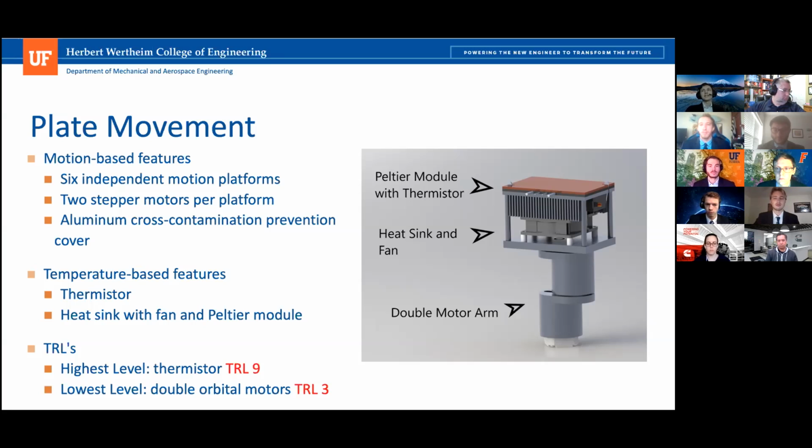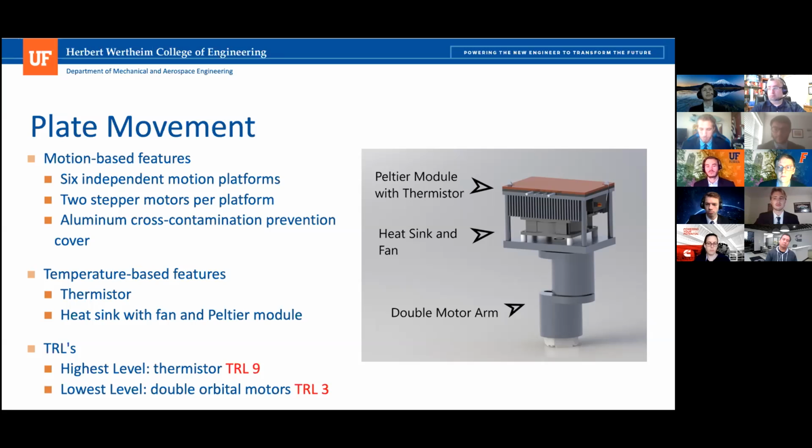And not pictured on the right here, we also have a cross-contamination prevention cover, basically like a lid that comes over the well plates while they're on top of this plate movement subsystem. And that would have, like I said earlier, a hydrophobic film to prevent any liquid residue on it. We can also clean that well plate cover with a pipette.